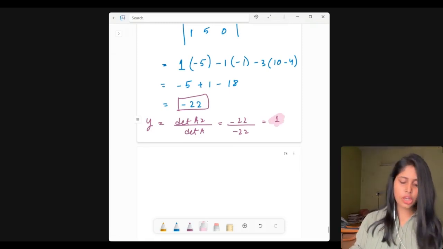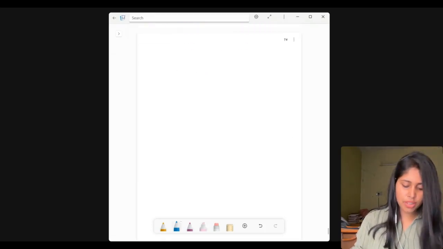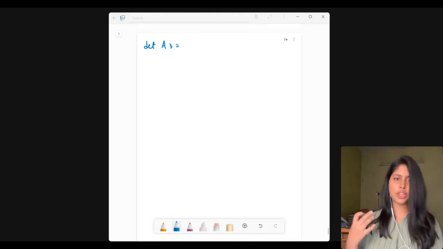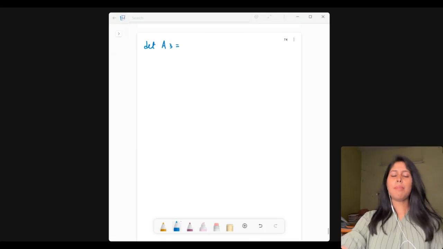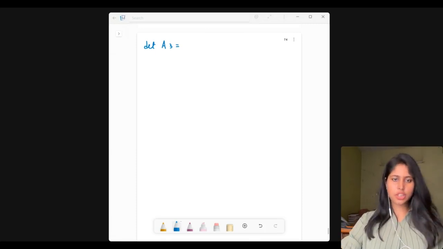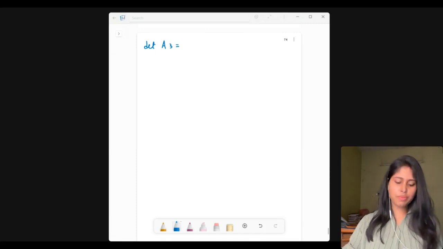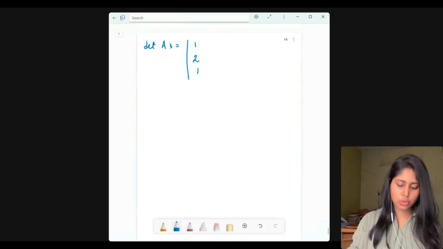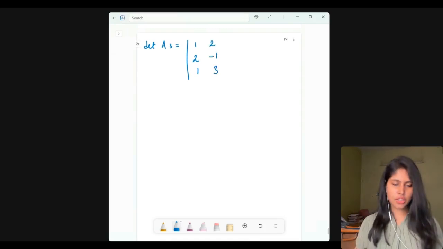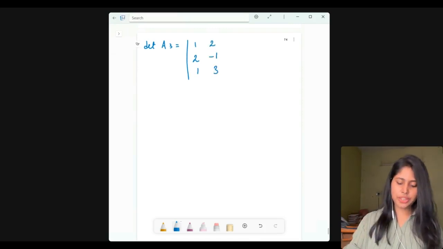Okay. Now coming to the third one, determinant of A3. Here again I'm telling you the same thing: A3 is just the matrix A, but you have to replace the third column with the B. So here what will the determinant look like? The matrix will look like 1, 2, 1, then 2, minus 1, 3, and the last column will be the B column, right? So it will be 1, 4 and 5.